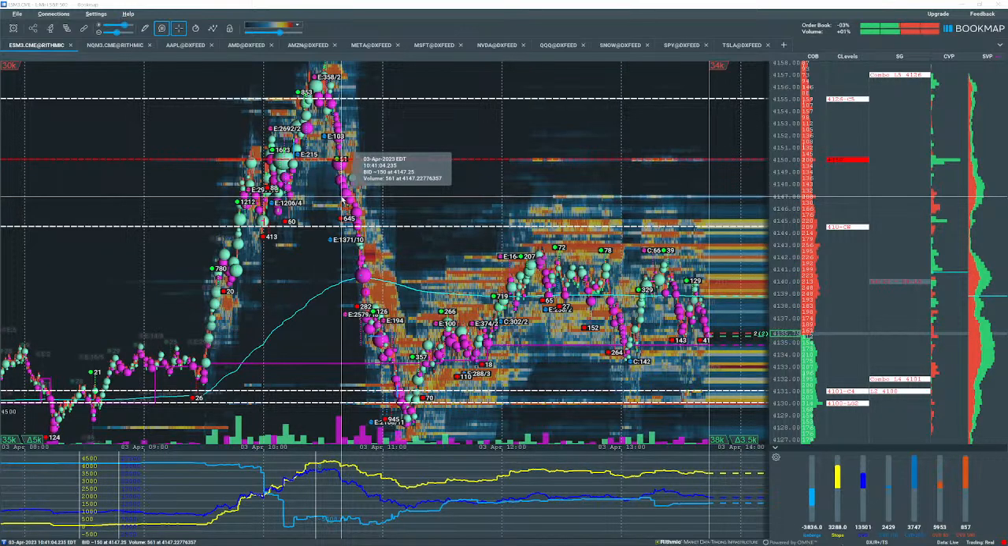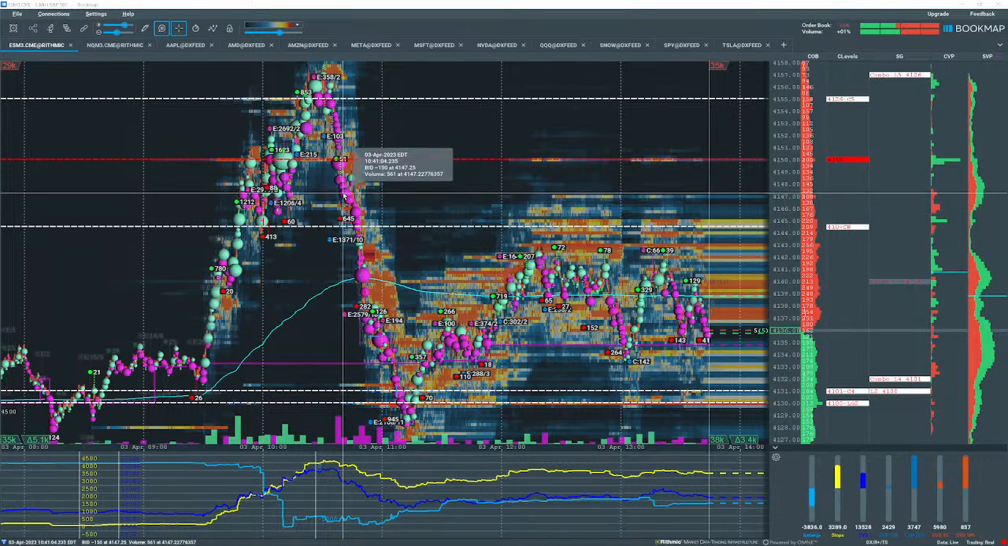And then for QQQ, there were also quite a few shifts in levels higher. The volatility trigger shifted higher. The call wall shifted up to 330, and the key gamma strike shifted up to 320. And remember, the NASDAQ was very bullish last week.